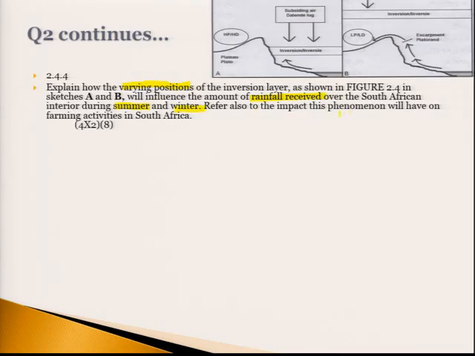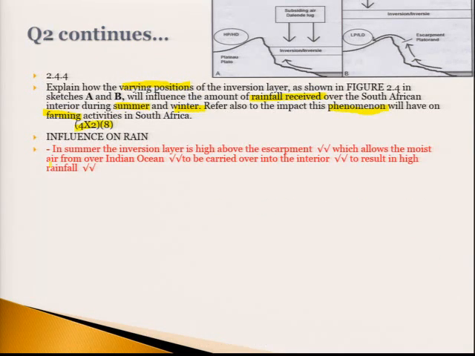Refer also to the impact this movement of the inversion layer will have on what? On farming. It means we must advise the farmer in terms of its position. How can this be of benefit? That is an 8-mark question. The influence of rain: we say in summer, the inversion layer is above the escarpment, which allows moist air from the Indian Ocean to be carried over and enter into the interior, and the result will be high rainfall.